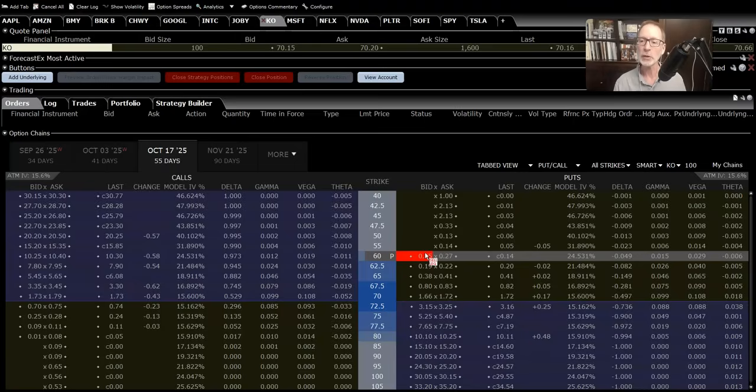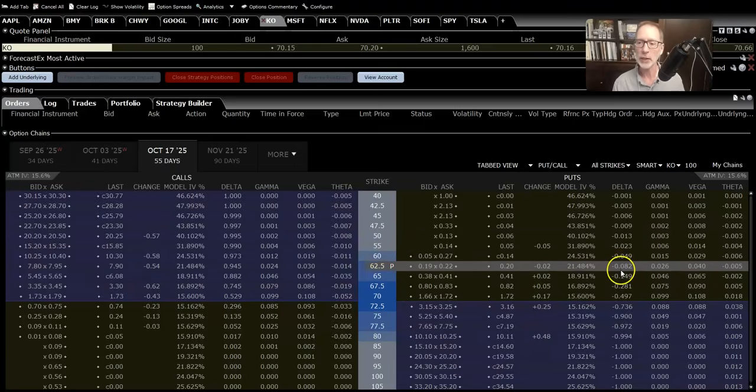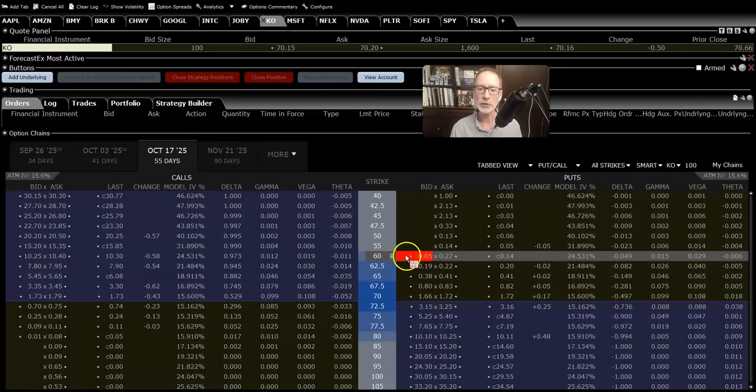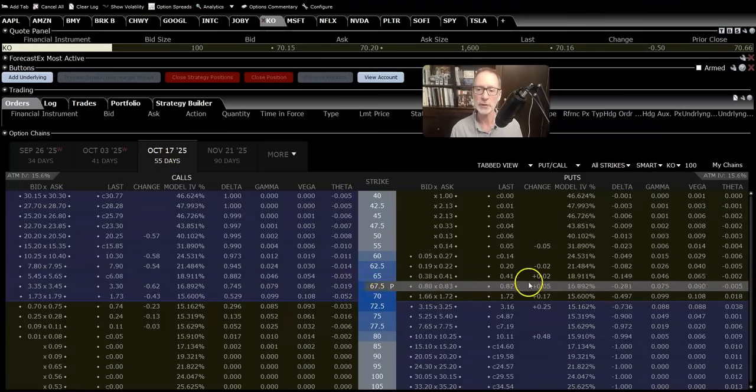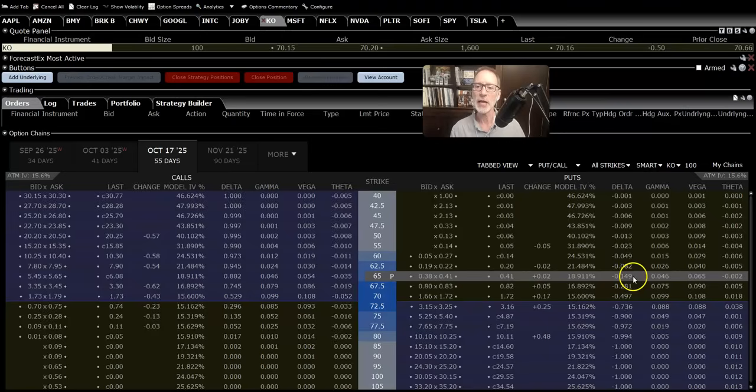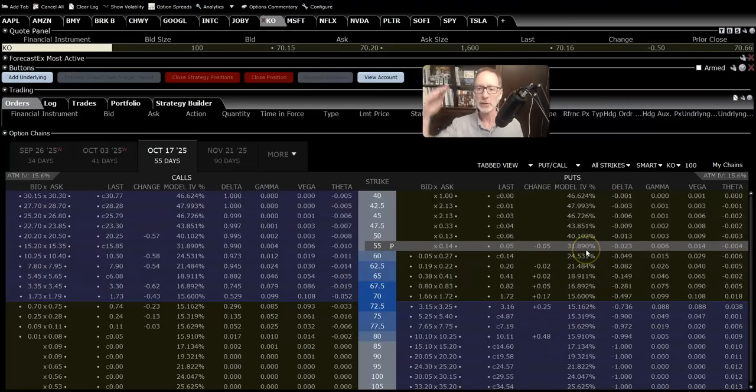Now, you can look at the delta as a quick and dirty way to figure out the chances of that happening to you, meaning the chances of you having to buy the shares of the stock. So the 60 strike put has a delta of just around 5%. It's a percentage number, meaning there's only a 5% chance that Coca-Cola stock is going to finish below $60 a share by October 17, 2025. Conversely, if you sold the 65 puts, the delta is roughly 15%. So now you have a 15% chance of Coca-Cola falling down to 65 by expiration.